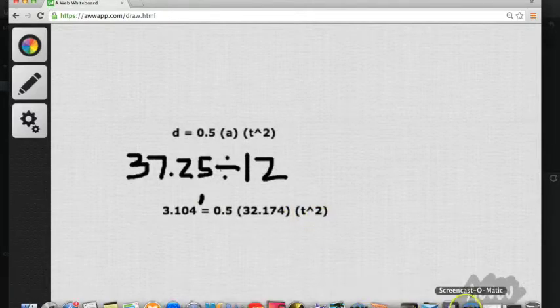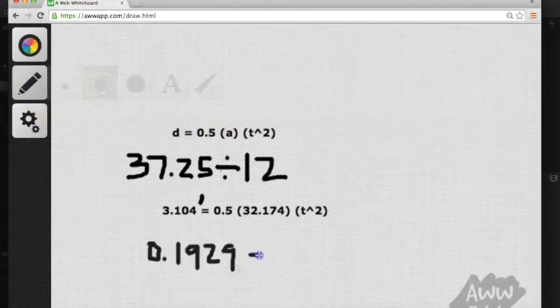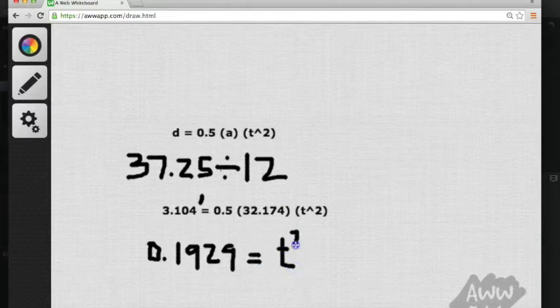So then let's come over. Let me open. So let's do 3.104 divided by 0.5 divided by 32.174, and you get 0.1929, equals whatever the time is squared.